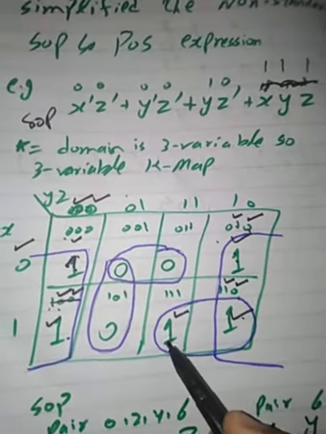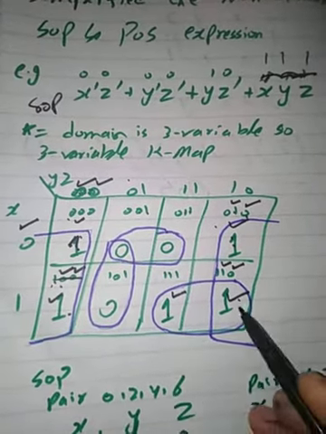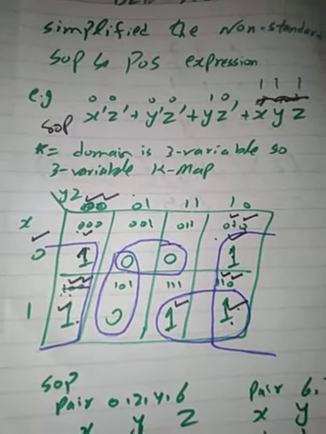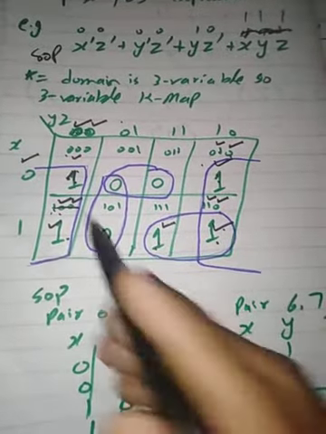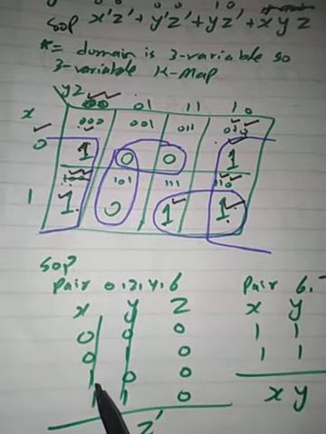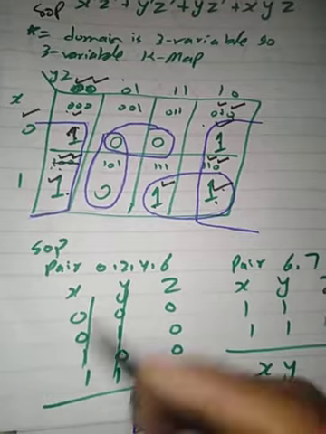So to make a pair of this one, I can only pair it with this one. Only a pair of 2; there is no chance of making a group of 4. So for SOP, I make a group of 4 from 0, 2, 4, 6, and a pair of 6, 7. So solve: write the values of 0, 2, 4, 6. Cancel the differing variables.